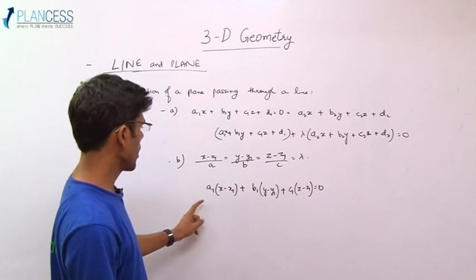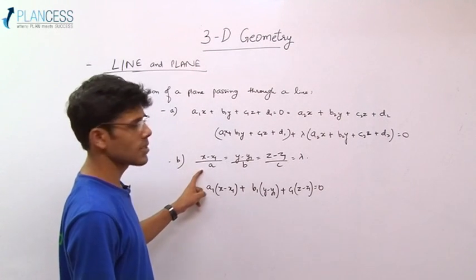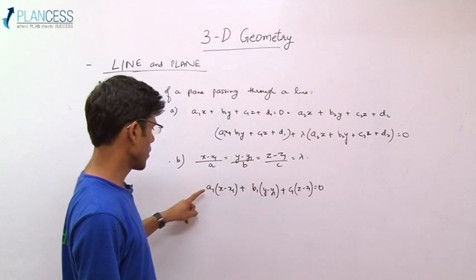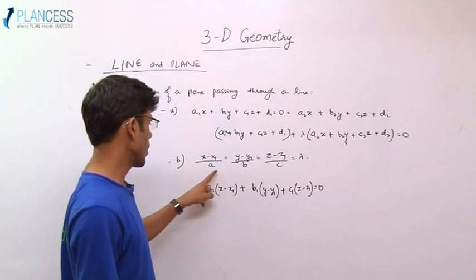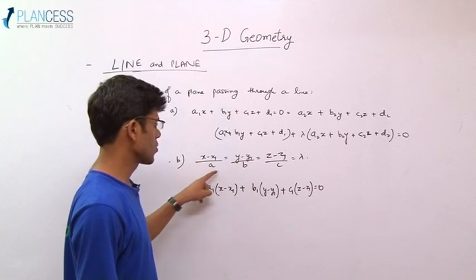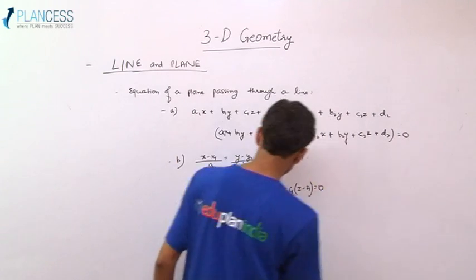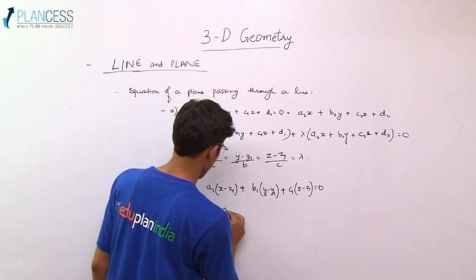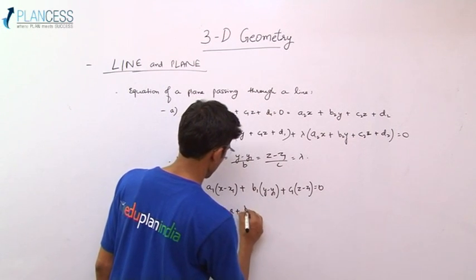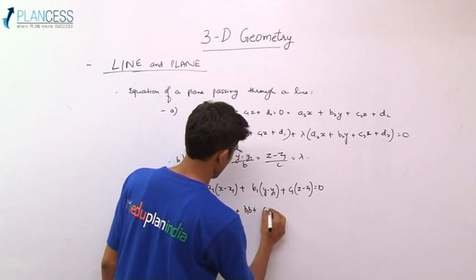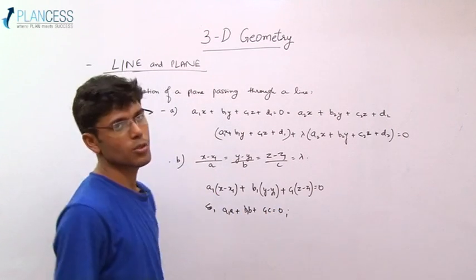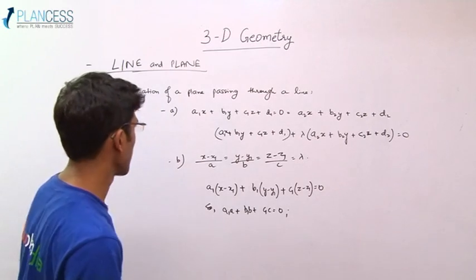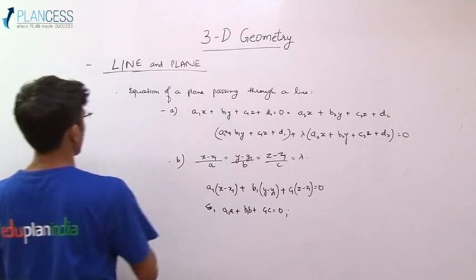Now we know that this plane contains this line. So the normal to this plane, which has direction ratios a1, b1, c1, is perpendicular to this line which has direction ratios a, b and c. So a1a plus b1b plus c1c is 0. So these are the two ways to find the equation of a plane which is passing through a line. Let's take an example to clarify this point.